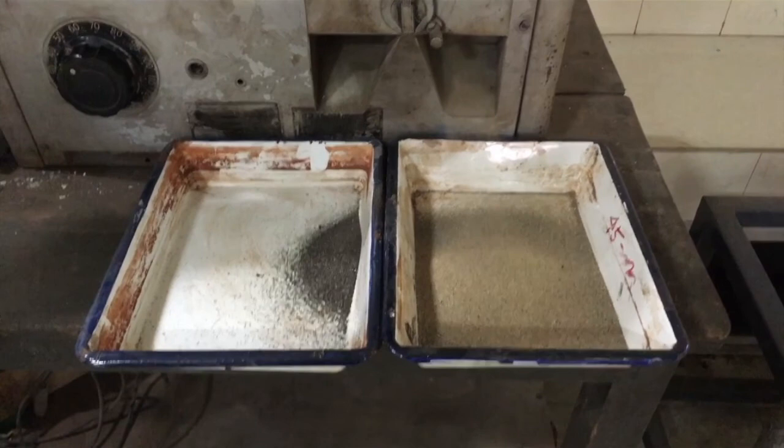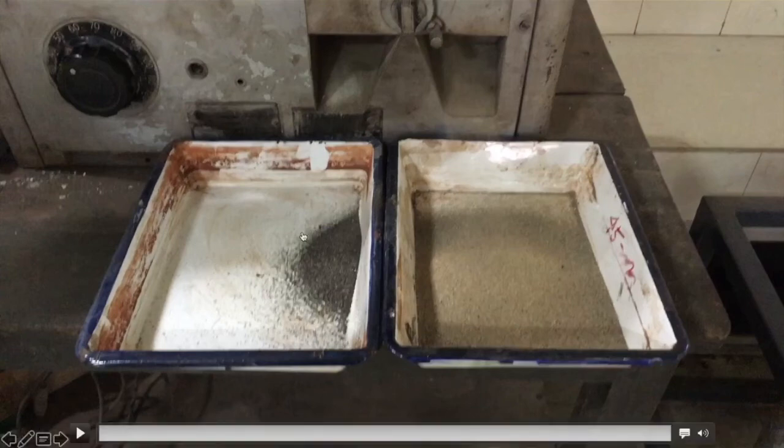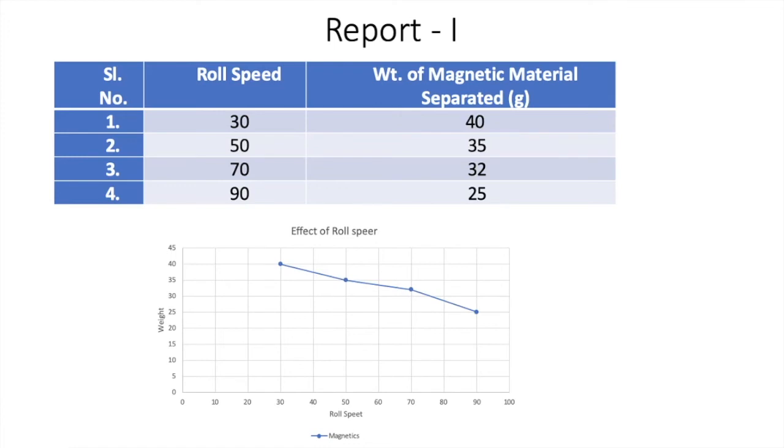Okay, so that is how the experiment is performed in the laboratory. So this is what I have shown here. It's just a demonstration. For different values of current and a fixed value of RPM, we perform the experiment, and for a fixed value of current and different RPM, we perform separate sets of experiments. We take the weights of the material collected in these two trays and make the report. So this is how we'll write the report.